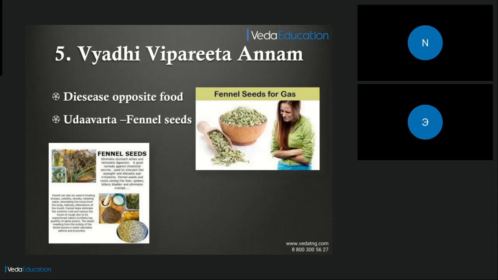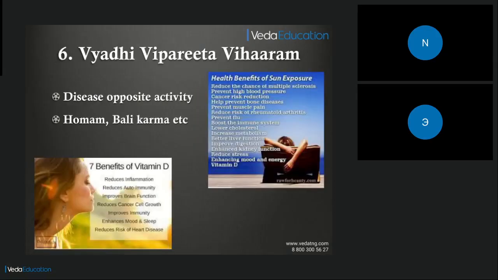For example, a person says I am having a gas problem, I am getting burping, belching. Okay, in the food you add more fennel seeds. They are very good in making vata move downward. Similarly, Vyadhi Viparita Vihara, that is disease-opposite activity. There are so many activities we can do which are against the disease and can bring good results.